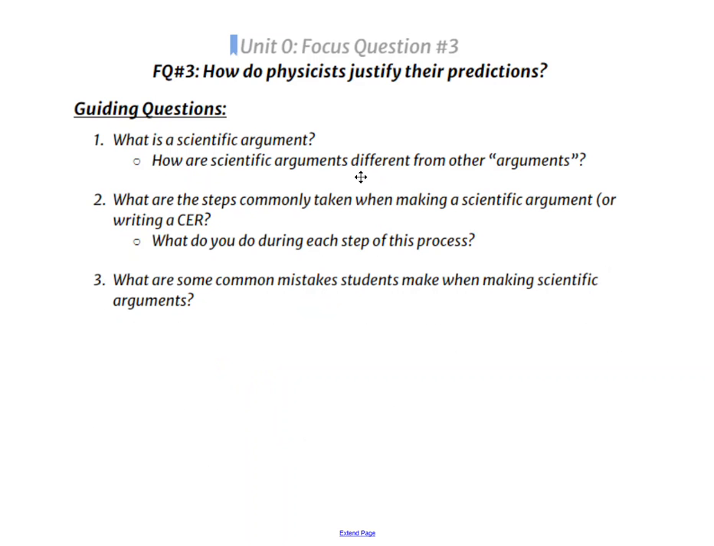Okay, so hopefully this helped. Our goal here was to talk about what is a scientific argument, what are the steps, how do we make a CER, and what do we do during each step. We went through an example of that, and then we talked about what are some mistakes that we want to try to avoid when making CERs.